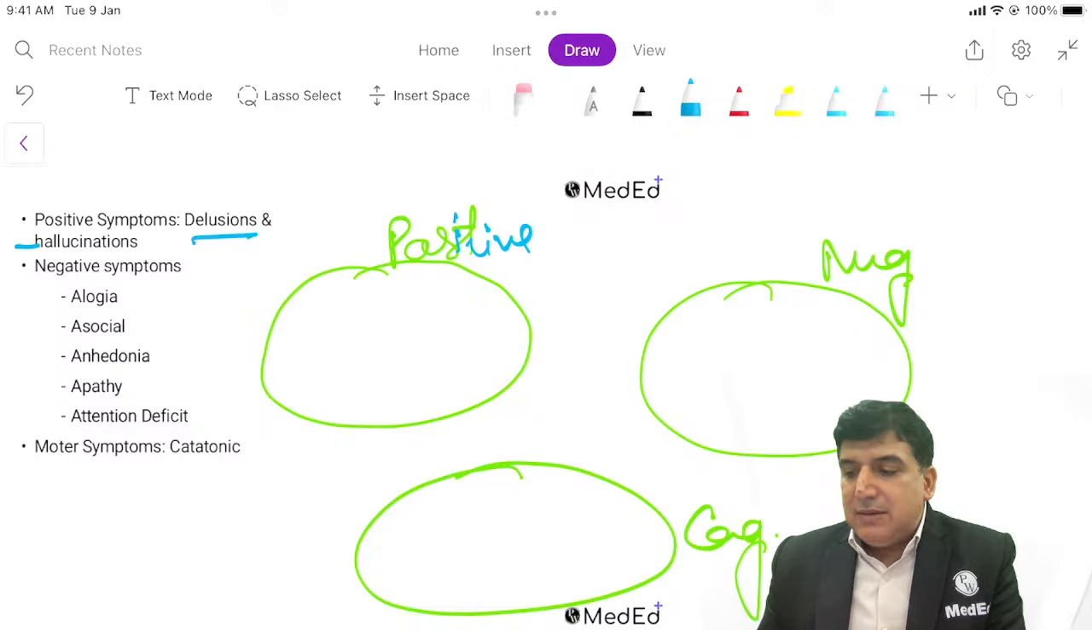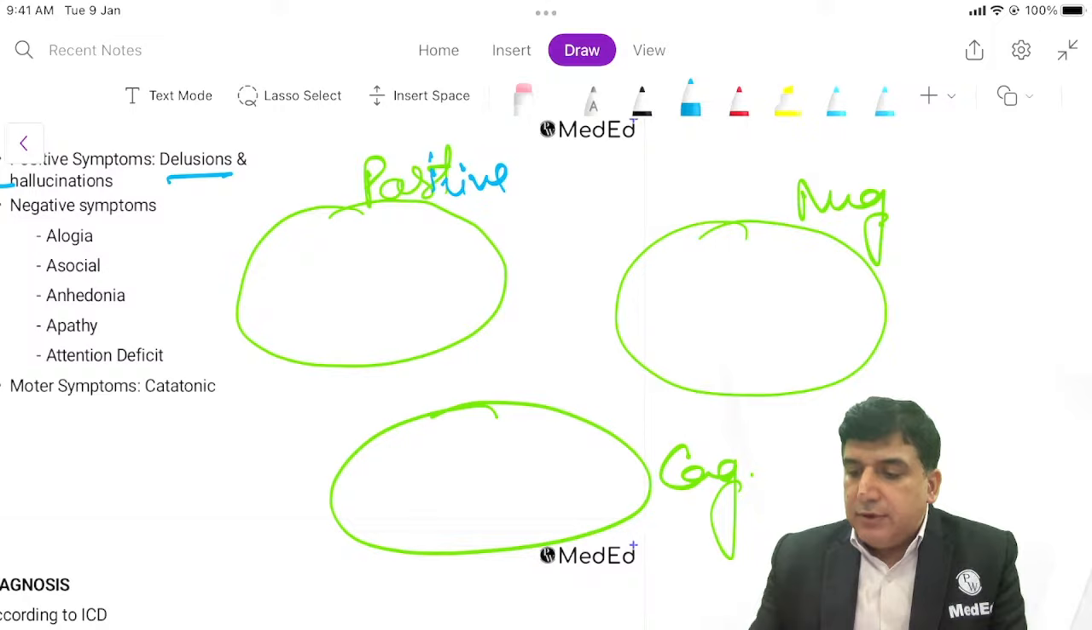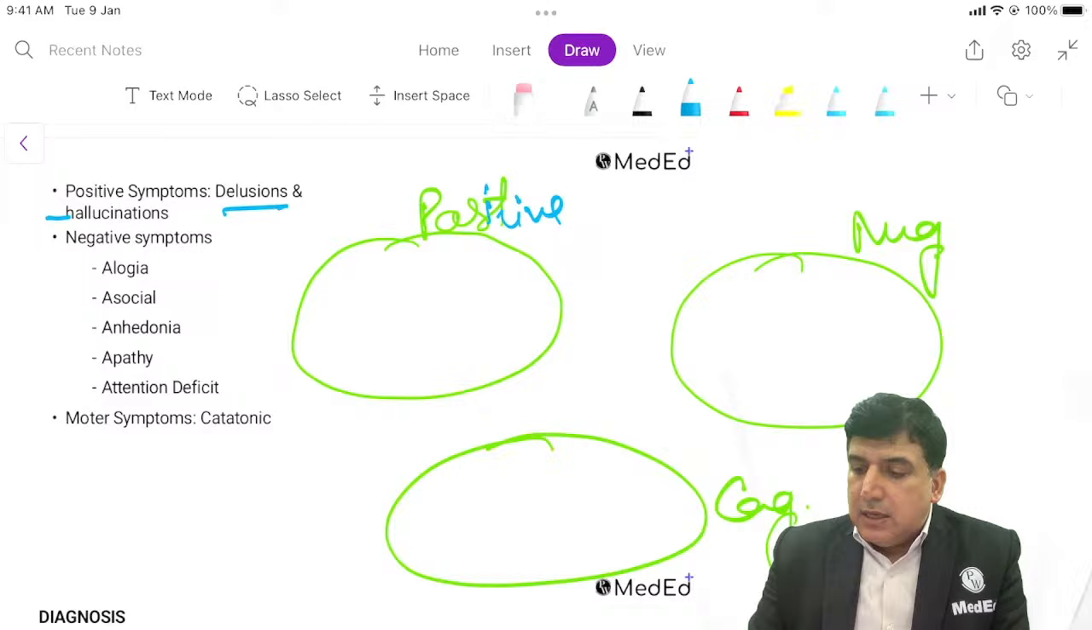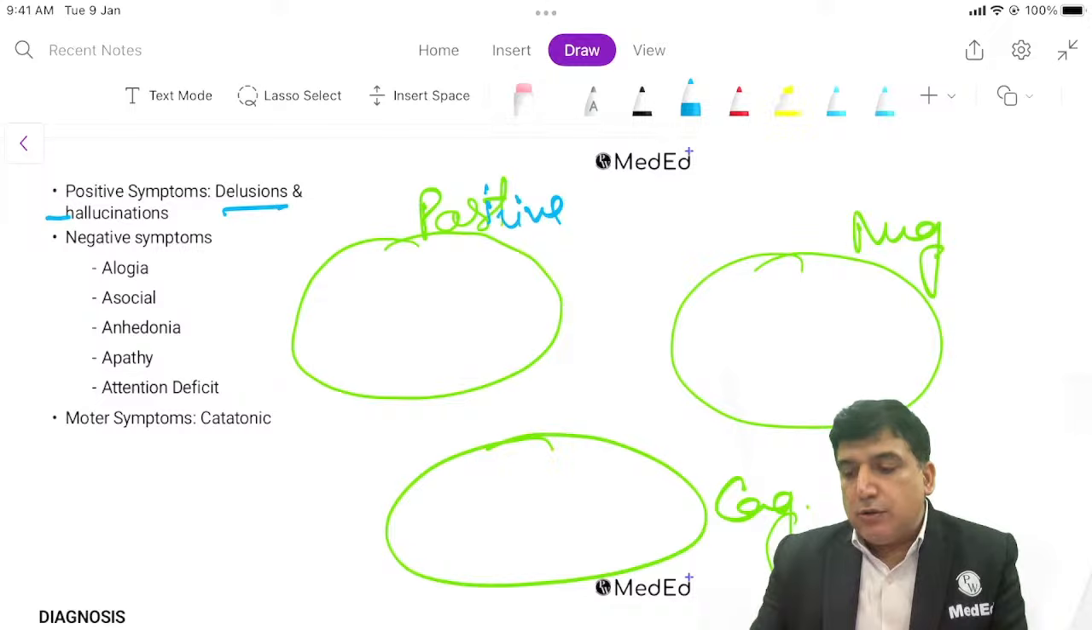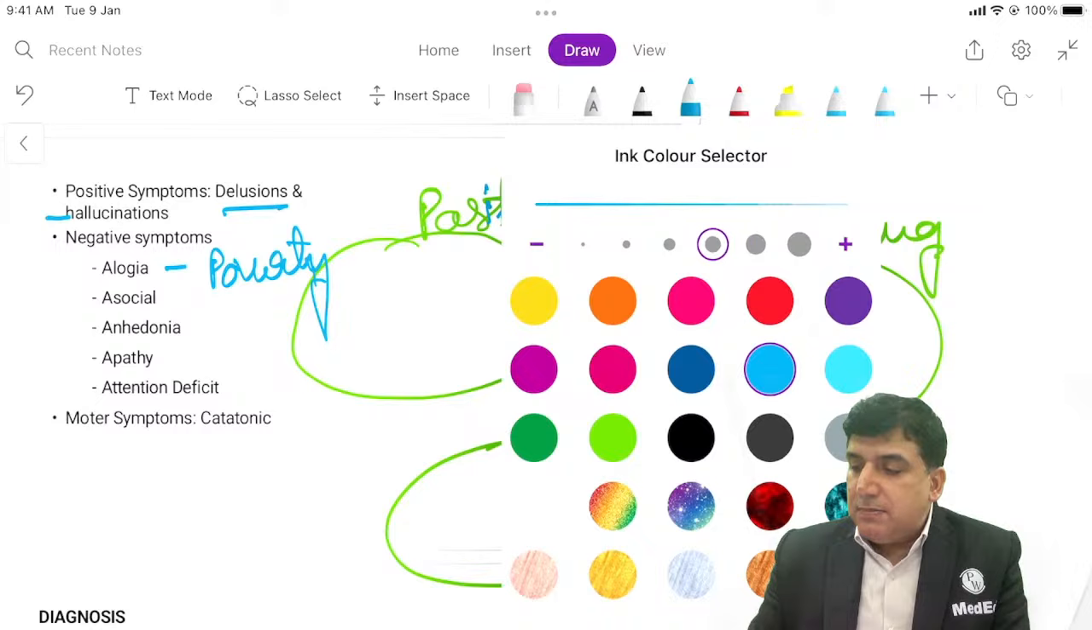Negative symptoms, till now, we are struggling with these. By definition, the negative symptoms are symptoms which have a poor response to the antipsychotics or medication. The negative symptoms are alogia, avolition, social anhedonia, apathy, and attention deficit. So alogia is what? Poverty of speech. The patient doesn't speak much, doesn't initiate conversation, and gives answers in yes or no.